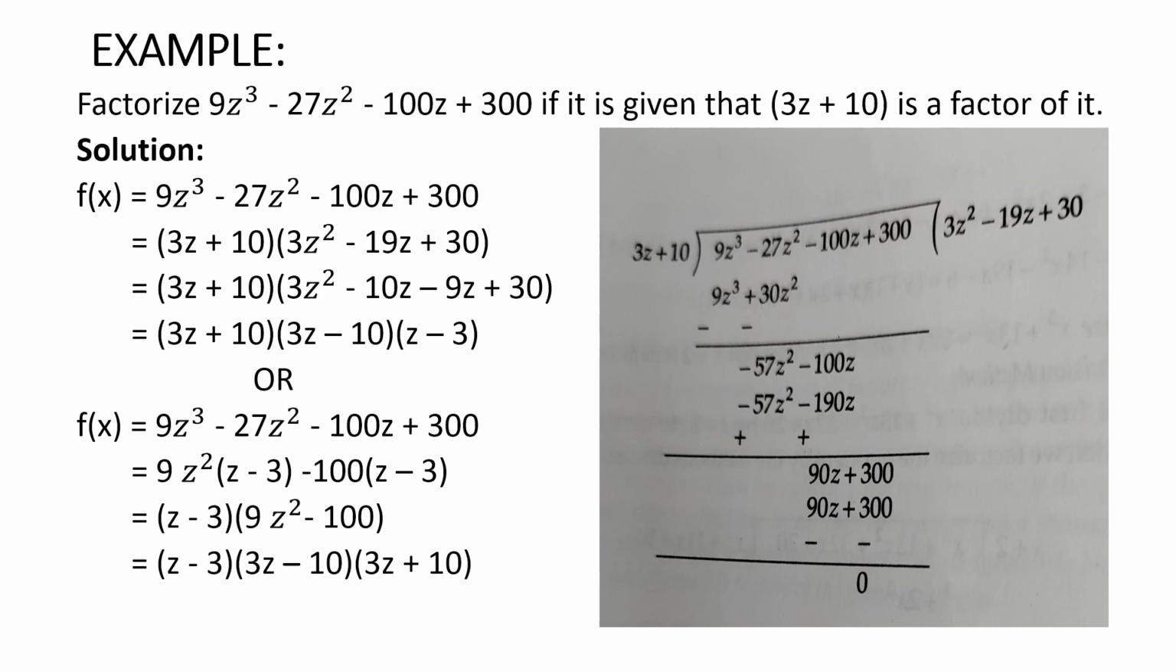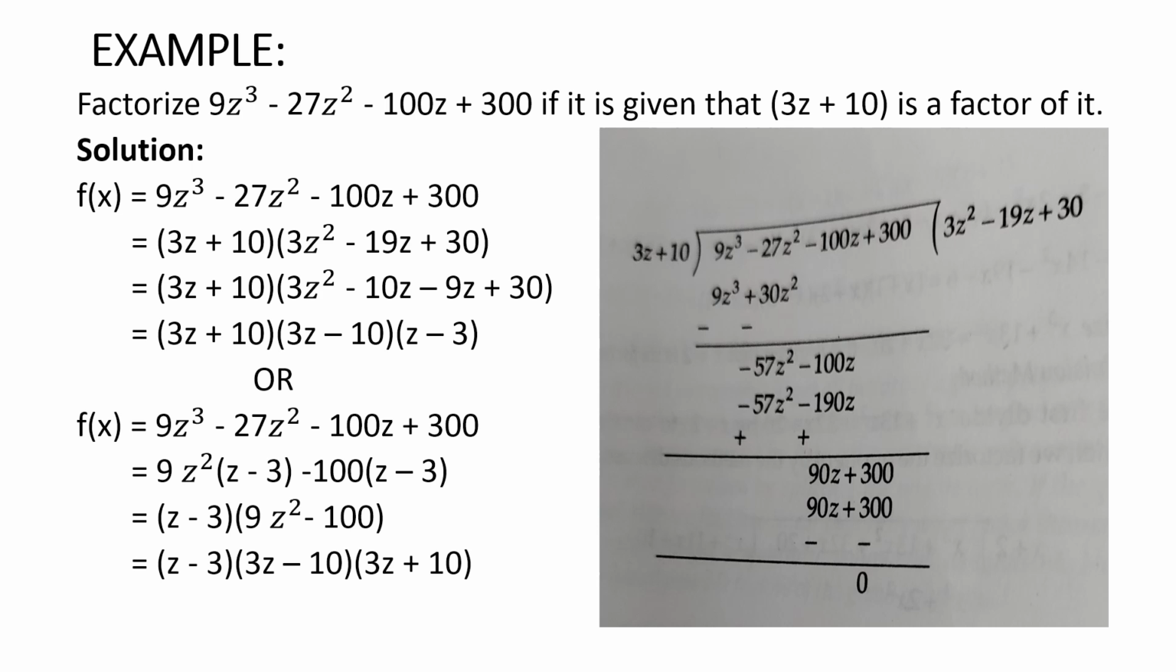So by the long division method, when 9z cube minus 27z square minus 100z plus 300 is divided by 3z plus 10, let us see the steps of division. First step, from 3z you need to obtain 9z cube. So you need to multiply by 3z square. Multiplying 3z plus 10 by 3z square, you get 9z cube plus 30z square. Subtracting it, you get minus 57z square minus 100z, you bring it down.